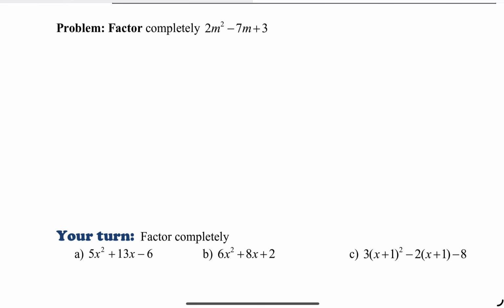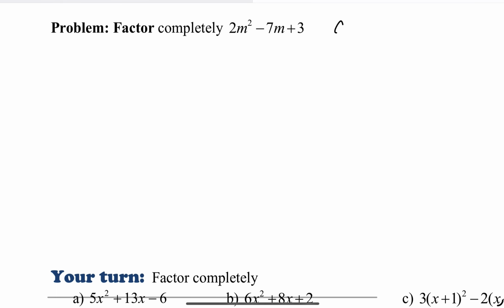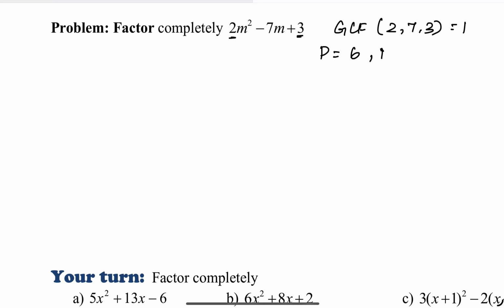Okay, so let's factor this. Well, I can see that there is no common factor of 2, 7, and 3. Right? It's only 1, won't really be helpful. So what I'm going to do is my product is going to be 2 times 3, which is 6. My sum is going to be -7. Now I need to think of two numbers that multiply to give me 6, and add to give me -7. Well, that would be -1 and -6.